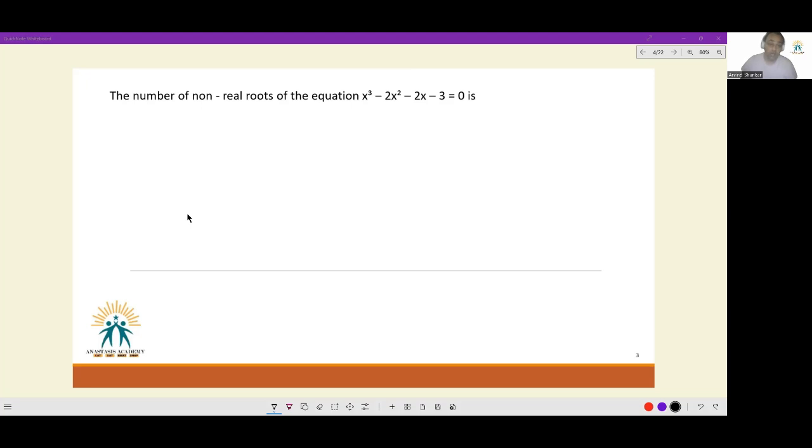Now the number of non-real roots of the equation x cube minus 2x square minus 2x minus 3 is equal to 0. Hopefully we realize 2 things. One, Descartes' rule of signs is not really needed for CAT. Second, when we are looking for roots of a cubic equation, our first go-to move always has to be to open, pray, and appeal to higher authority. Please give me one root so that we can progress further.